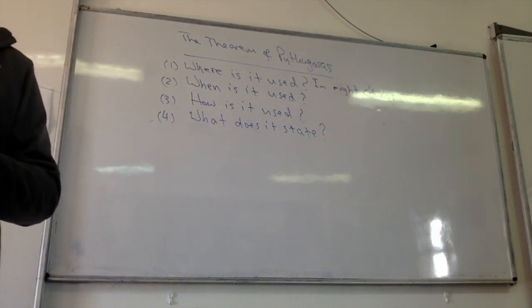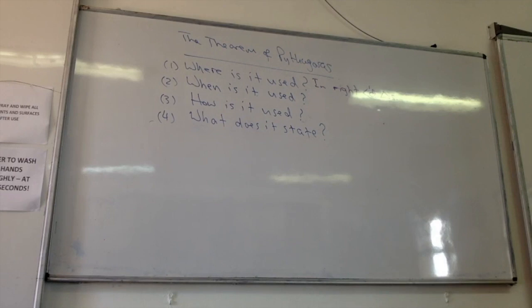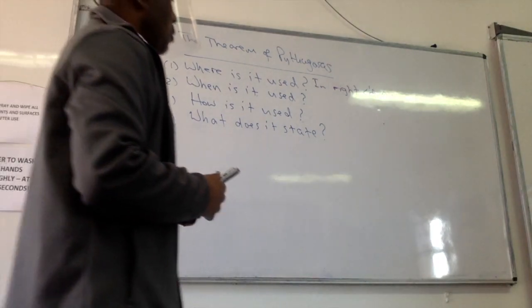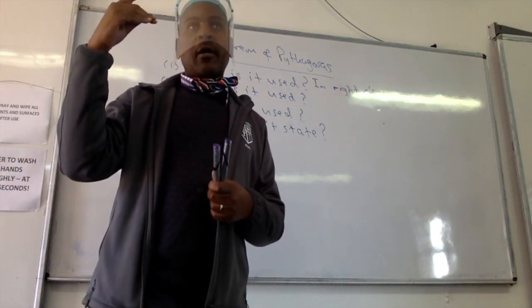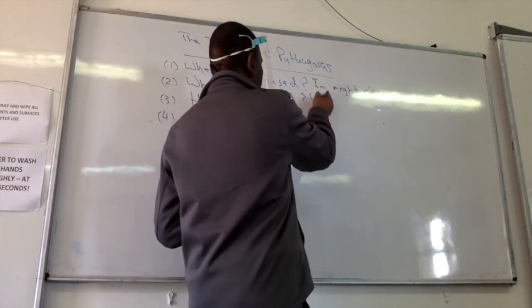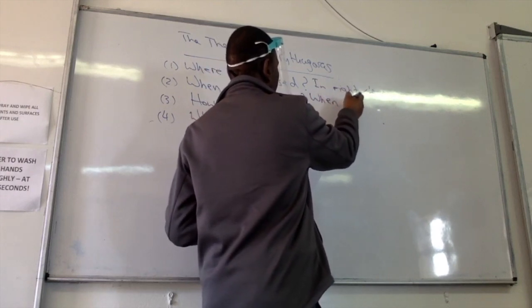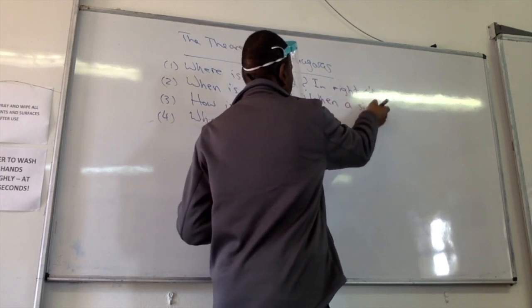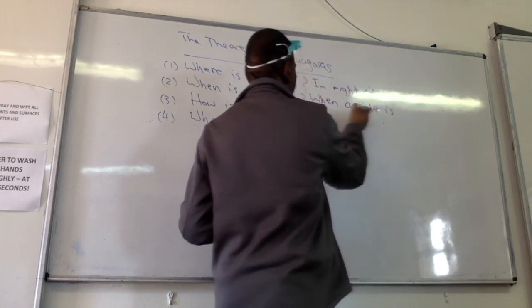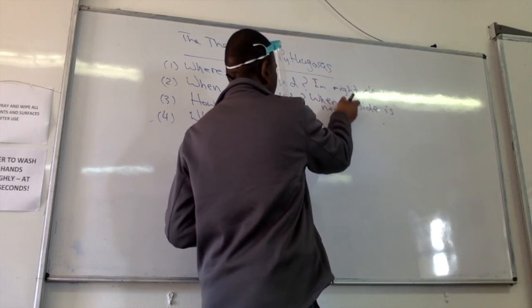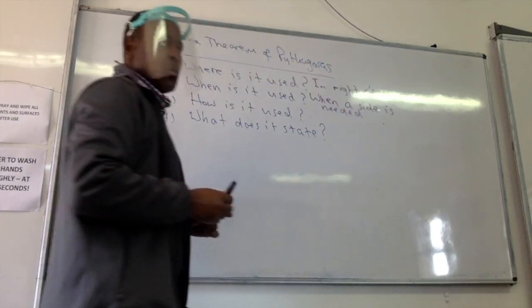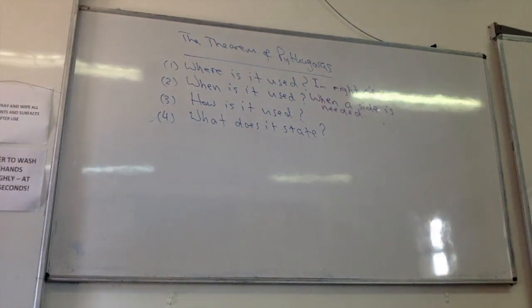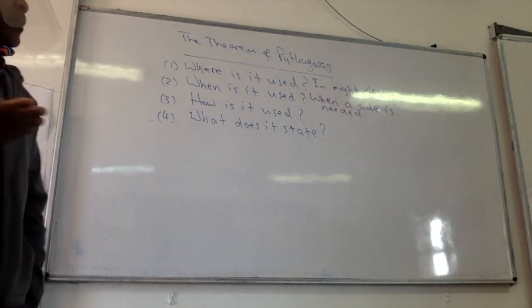When is it used? Yes, Kelly? When finding the length of the longest side. When finding, okay. So can I say, I'll write it as you said it. When a side, can I say needed or required? I'm trying to paraphrase what you said. So when do we use it? We use it when a side is missing. So it's in a right-angled triangle, and a side is missing.